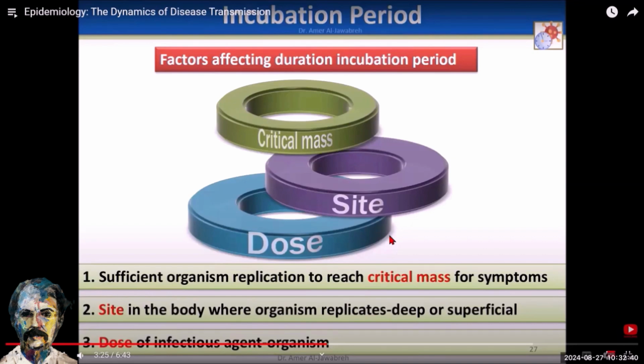So here, you have sufficient organism replication to reach the critical mass, the site of the body. It goes deep, blood transfusion, blood circulation, or just touching, and the dose of infectious organism, the bacteria or the virus, the dose. So these 3 things dictate the length of your incubation period.